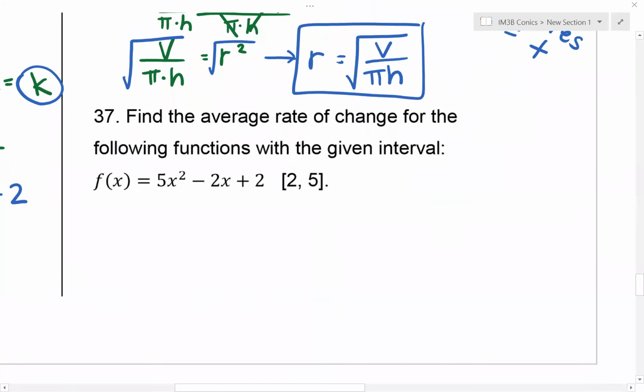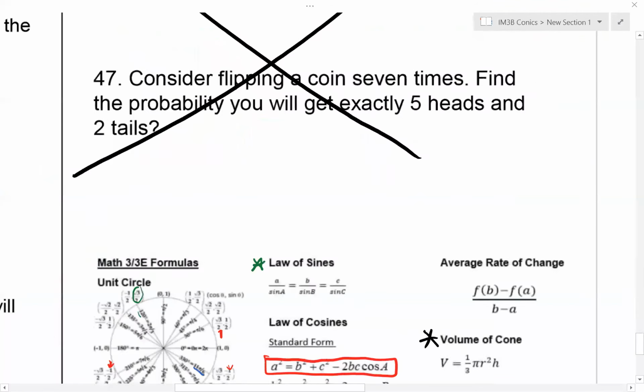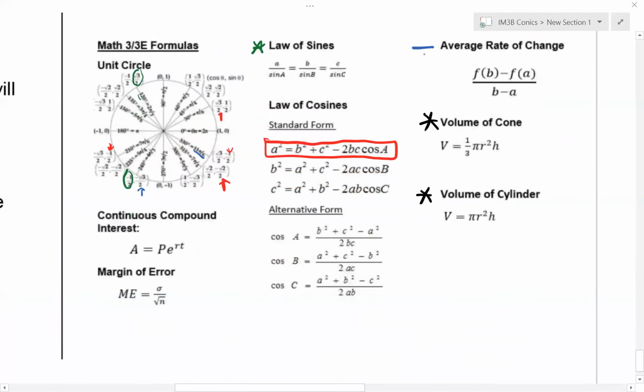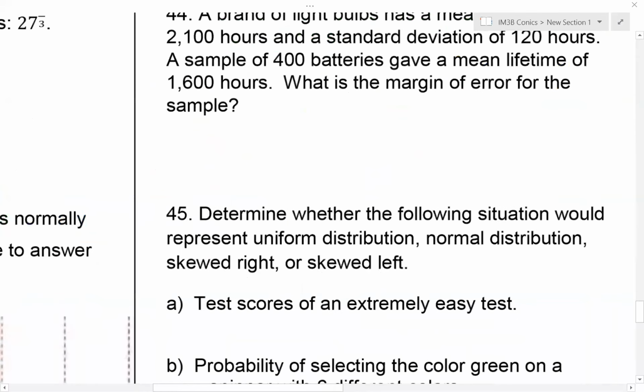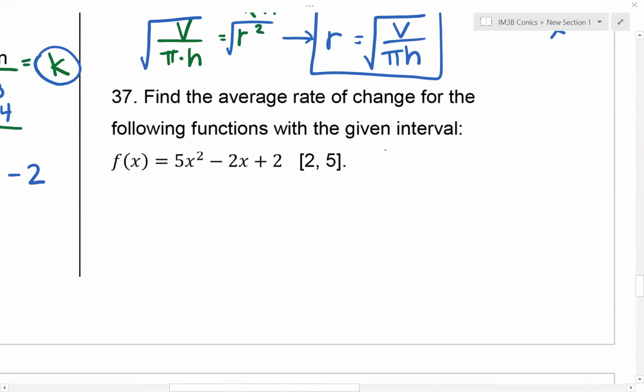Number 37 is average rate of change. I'm going to scroll down to the equations really fast. So average rate of change is here. We have to find f of b minus f of a over b minus a. Okay, so it's asking us for that. Remember, this is just fancy for kind of slope of the line.